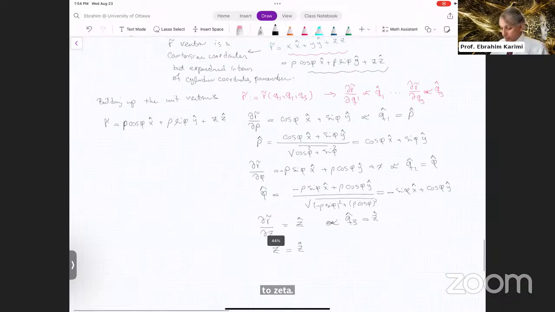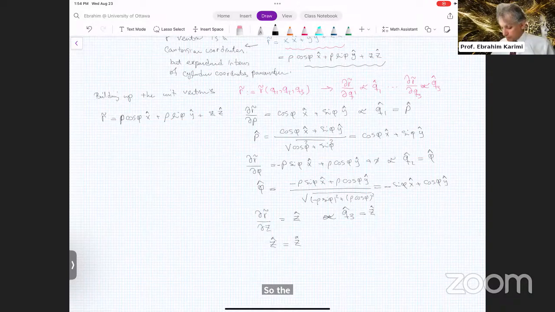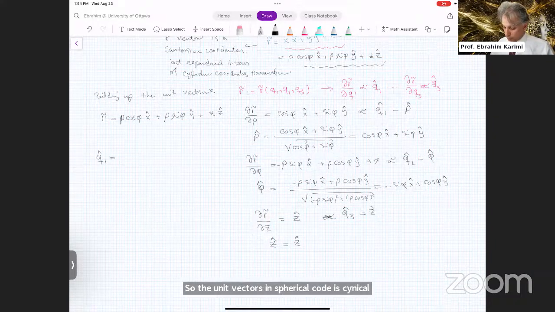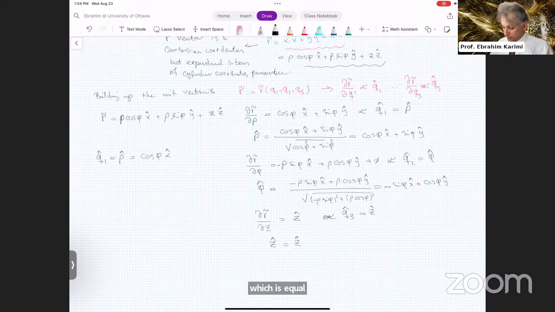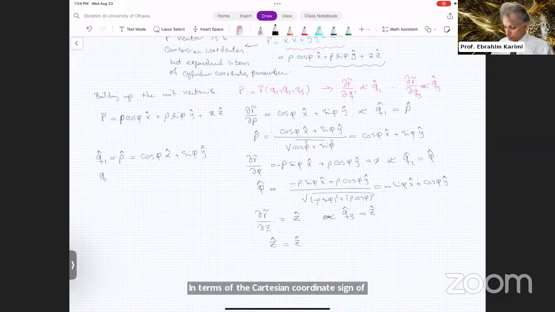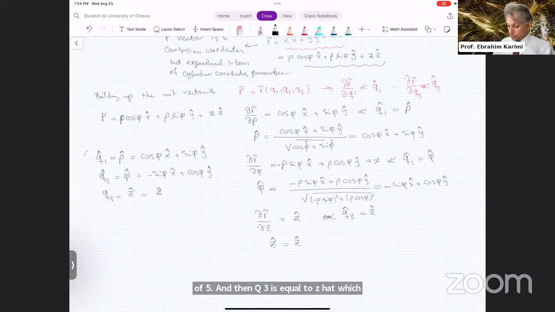So the unit vectors in cylindrical coordinates for me: q1 hat is equal to rho hat, which is equal to cosine of phi x hat plus sine of phi y hat in terms of the Cartesian coordinates, and q2 hat is equal to phi hat, which is equal to minus sine of phi x hat plus cosine of phi y hat, and then q3 hat is equal to z hat. Okay, so those are the three unit vectors that I have.